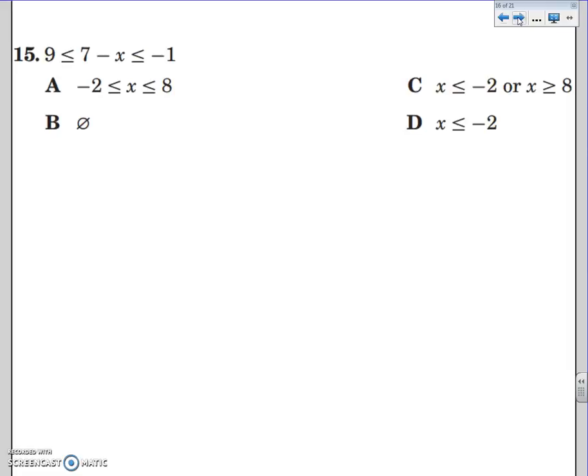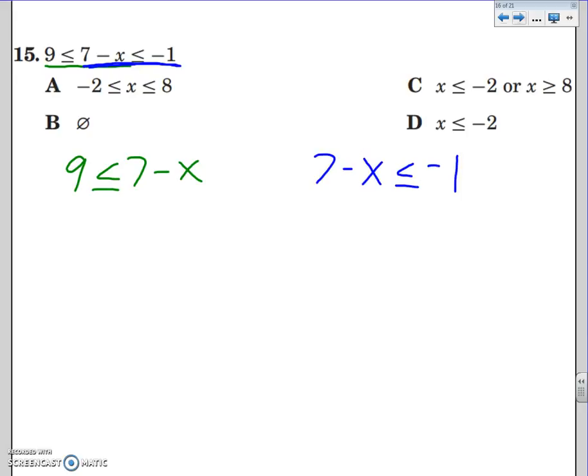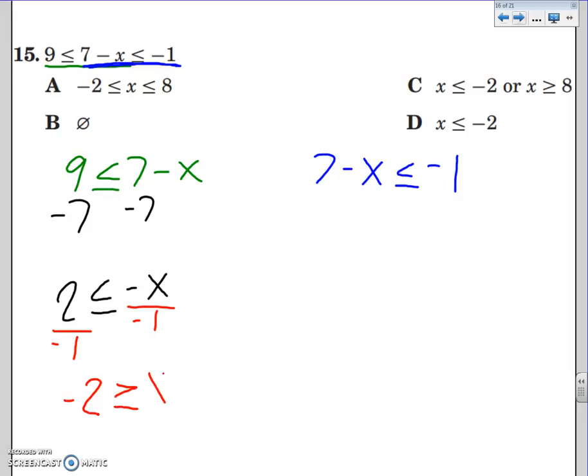15. I see this double or compound inequality. Remember, you guys flipped it two separate problems. This is my first problem. 9 is smaller than or equal to 7 minus x. And then this part right here, this blue part, was my second problem. 7 minus x less than or equal to negative 1. Just solve them both. So x by itself, 2. Divide by a negative 1. And when you divide, you need to flip the sign. That's my first one.